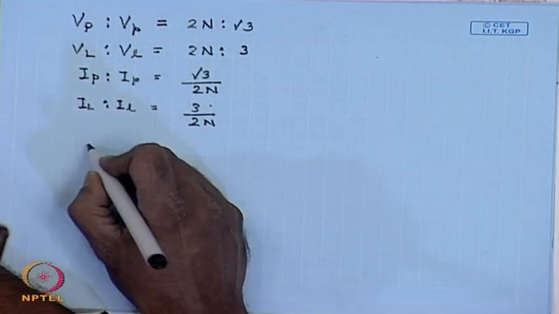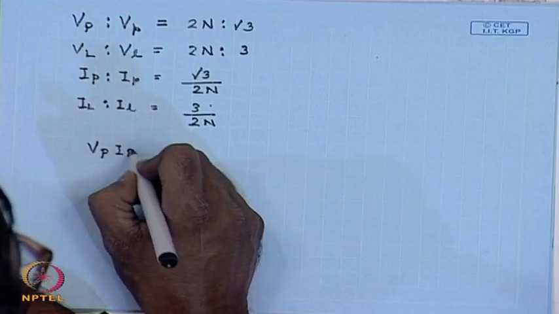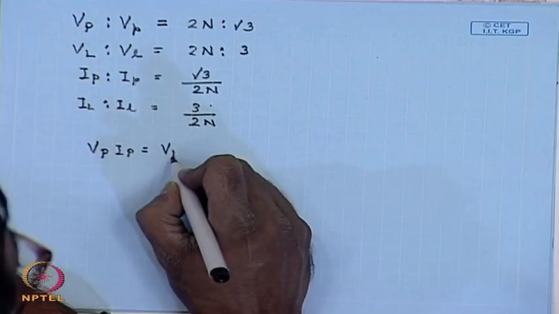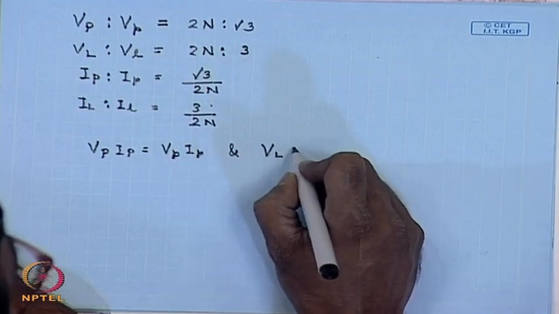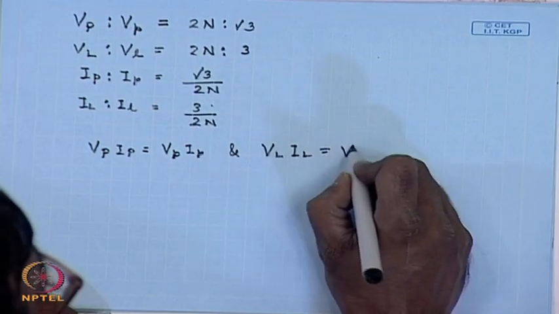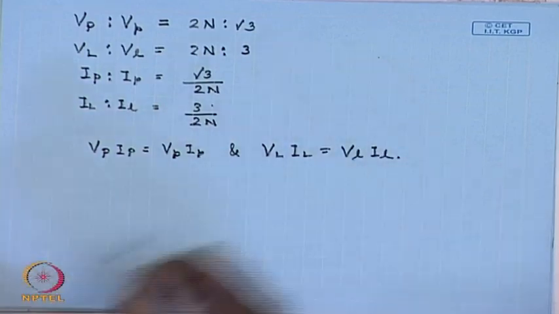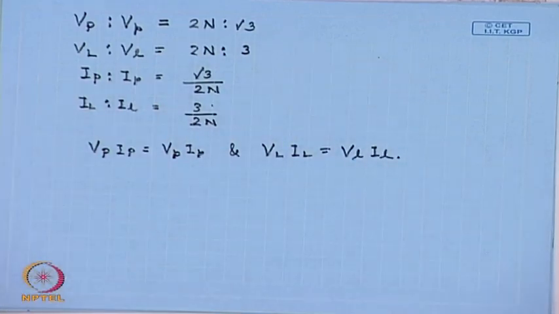Again here also we see V_P I_P equal to v_p i_p and V_L I_L equal to v_L i_L, which is due to the fact that we have assumed all transformers to be ideal.